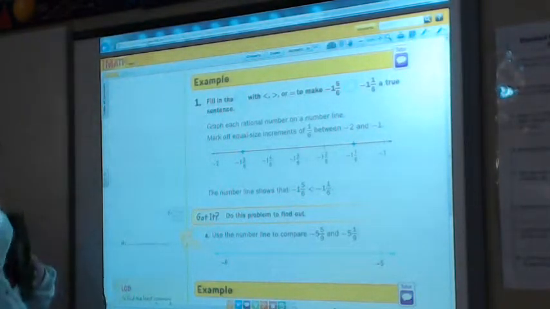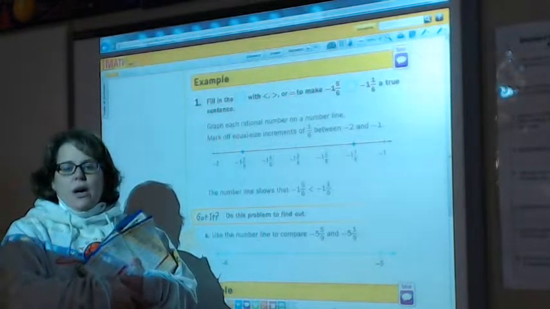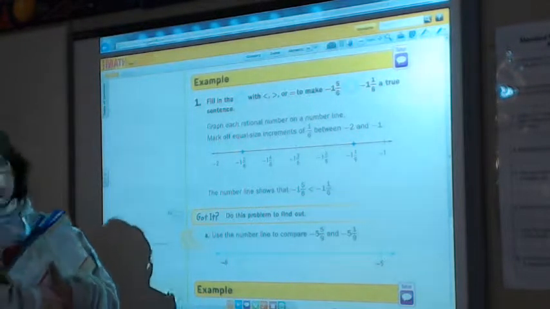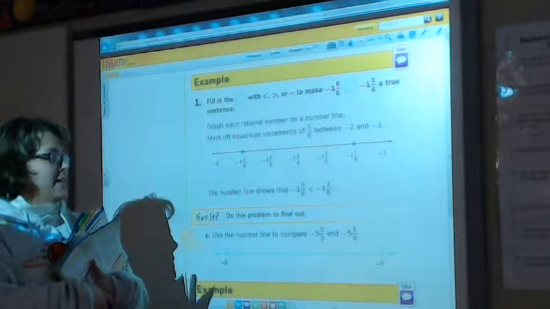So in this first example, you are going to use a number line, and you are going to have to do problems with a number line. So you might as well get used to the fact that you can't just do it any way that you want to do it. You are going to have to do some problems with the number line, and they will be on your test at the end.